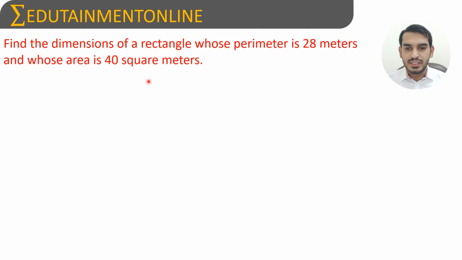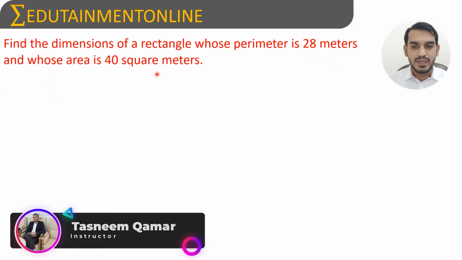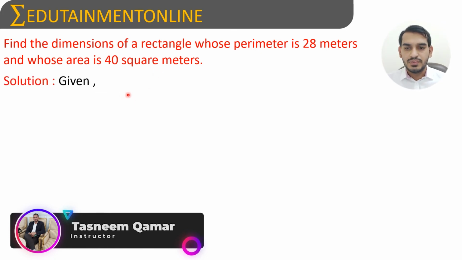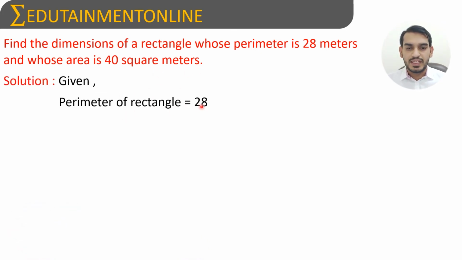Find the dimensions of a rectangle whose perimeter is 28 meters and whose area is 40 square meters. Given that the perimeter of a rectangle is 28 meters and the area of the rectangle is 40 square meters. So the perimeter of a rectangle is given as 28 meters. We know that the formula for perimeter of a rectangle is 2 into length plus breadth.